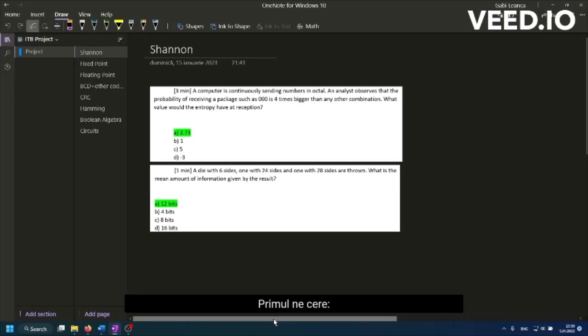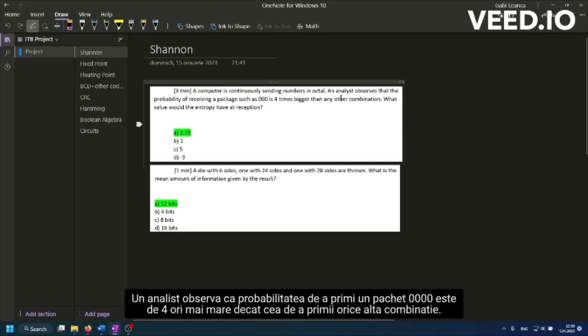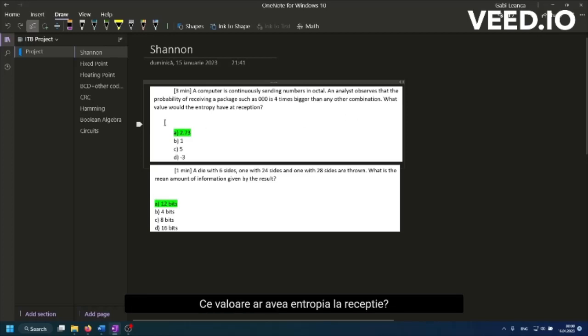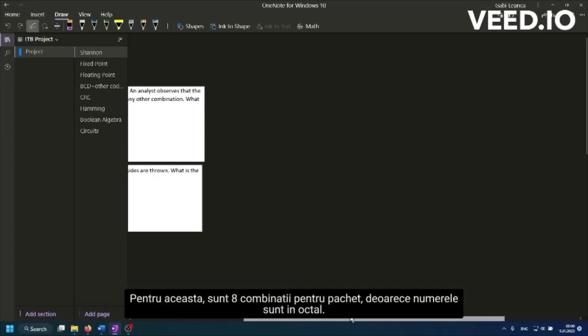The first one asks, a computer is continuously sending numbers in octal. An analyst observes that the probability of receiving a package such as 000 is 4 times bigger than any other combination. What value would the entropy have at reception? For this, there are 8 possible combinations for the package since the numbers are in octal.